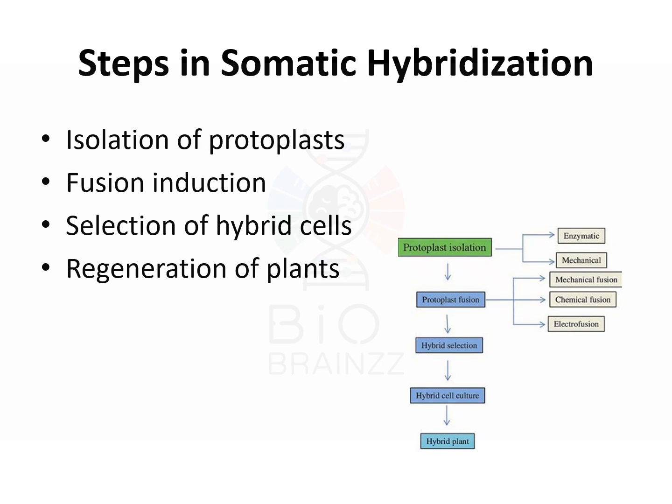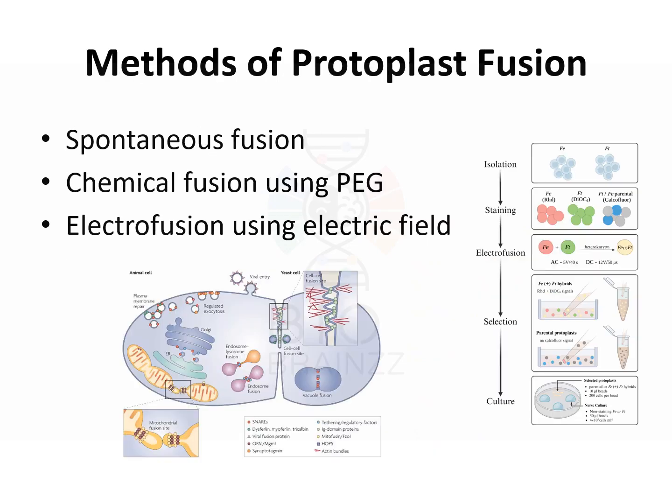First, protoplasts are isolated from both parental plants using enzymatic digestion. These isolated cells are then brought together under controlled conditions that promote membrane fusion. After fusion, a mixture of parental and hybrid cells is produced. Therefore, hybrid cells must be identified and selected using appropriate markers or selective media. Once confirmed, hybrid cells are cultured and regenerated into complete plants through tissue culture techniques.